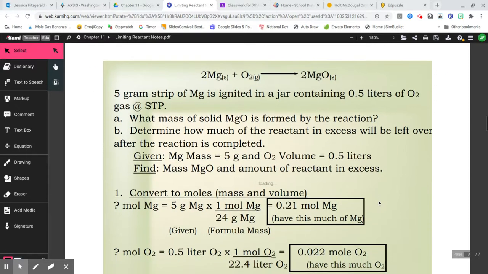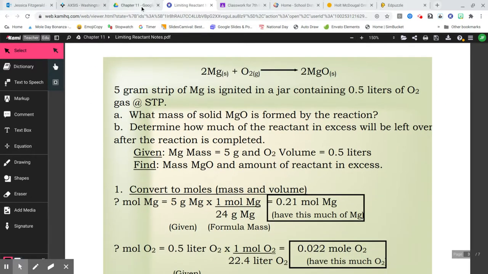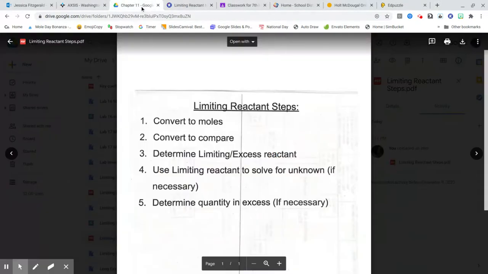So I'm going to pause right here, and I would like for you to get out your help packet. And towards the beginning of your help packet, you are going to see the steps for limiting reactants. So if you keep these steps in mind, you will be able to set up and solve them very easily, and you'll be able to use this on your quiz and your test.